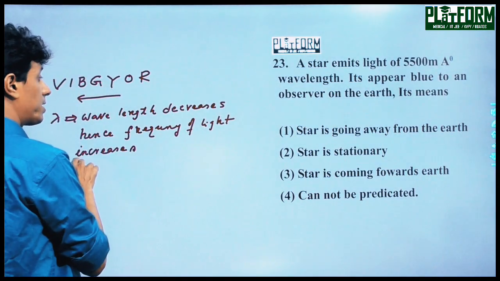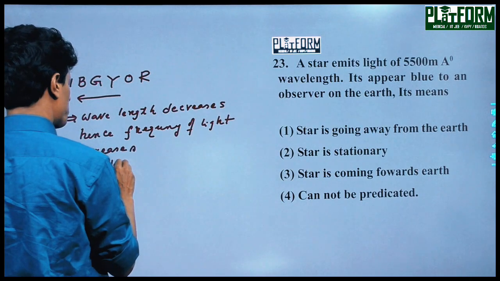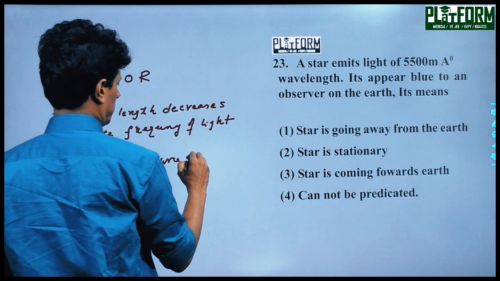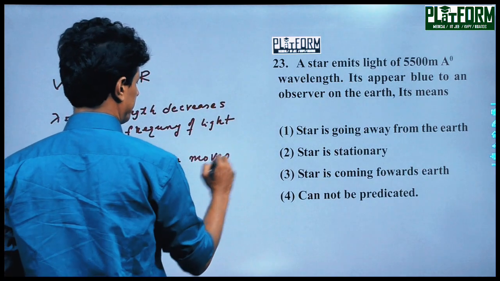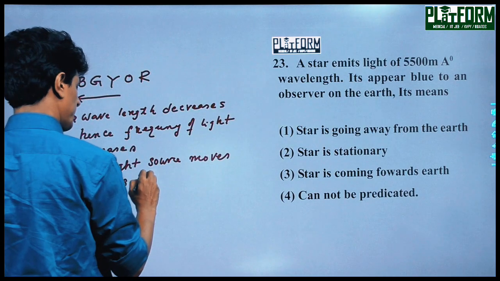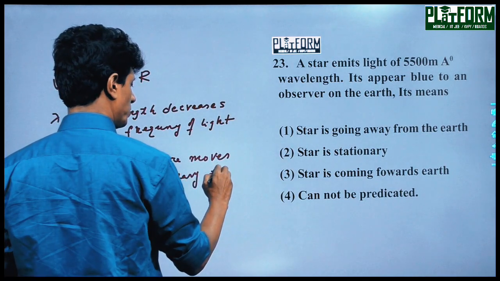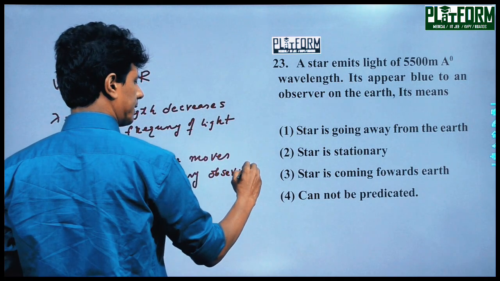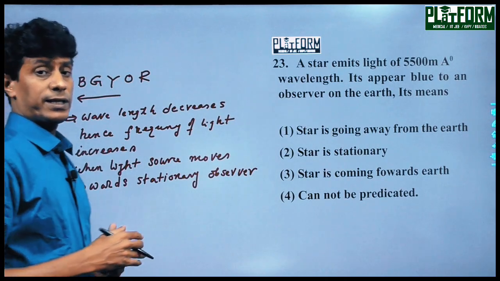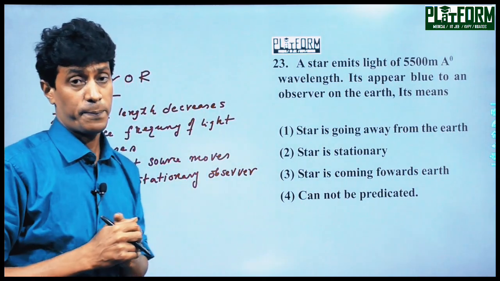Frequency of light increases when the light source moves towards a stationary observer, and frequency decreases when the light source is moving away from the stationary observer.